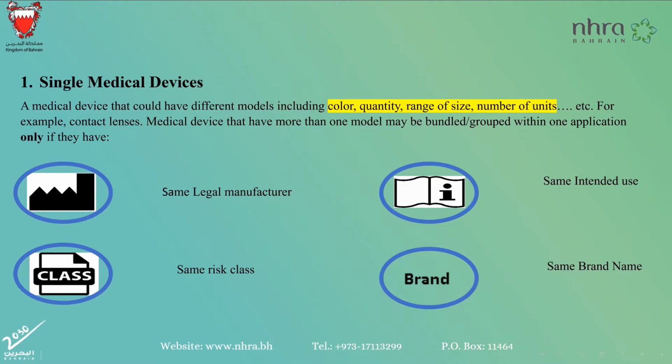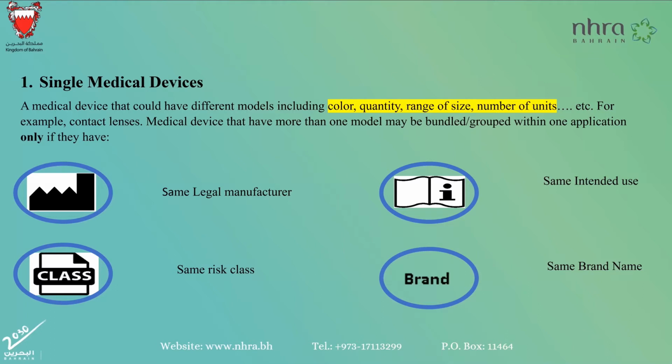First group that we are going to talk about is the single medical devices bundling group. In this group, multiple medical devices with different models or product codes that differ in color, quantity, or size can be included together in a single application. However, keep in mind that they should have the same legal manufacturer, their intended use should be the same, their risk class should also be the same, and their brand name should be the same as well.